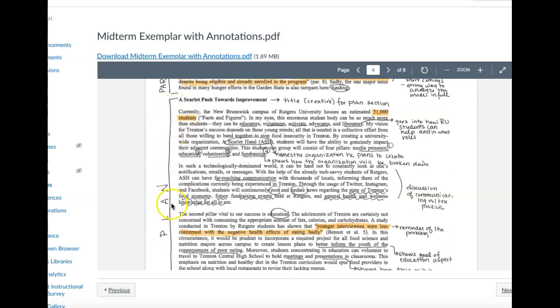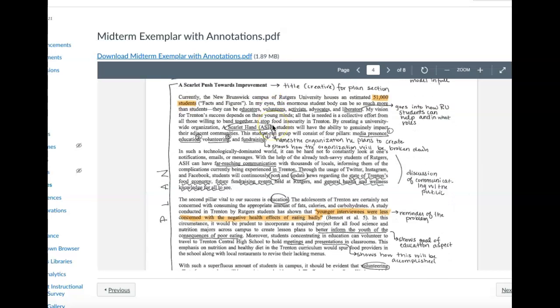You'll see that he has a very creative idea for his plan, and that is his next title. It's called A Scarlet Push Towards Improvement. Remember, his main idea is that he'll use Rutgers students and resources here to help the people in Trenton, which is why his title deals with the Scarlet Push. It's a play on Rutgers. He goes into ways in which he wants to fix it based off of all of the research he found in his paradigm.